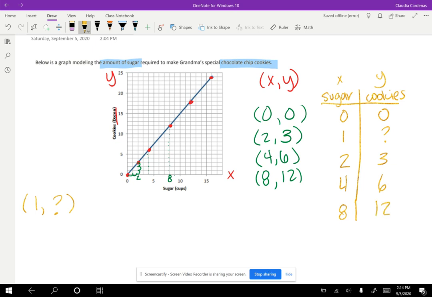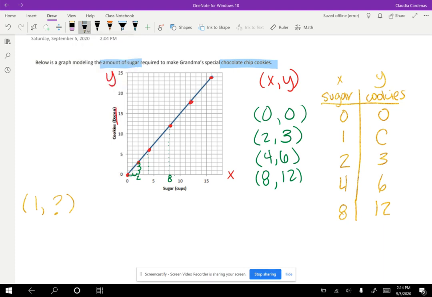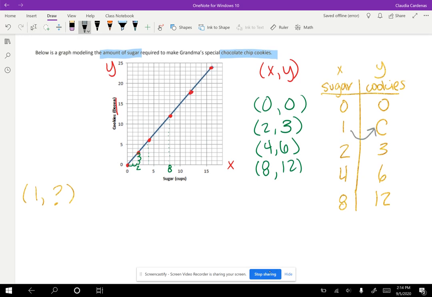Okay, so how can we find the number of cookies that would match for one cup of sugar? I'm actually going to use a variable here, right? We don't use question marks anymore. We're not in elementary school. And so if we have 1 cup of sugar, I know that we could divide y over x to figure out what k is, to figure out what that constant of proportionality is, because we're trying to figure out this pair here. So I'm going to pick this one.